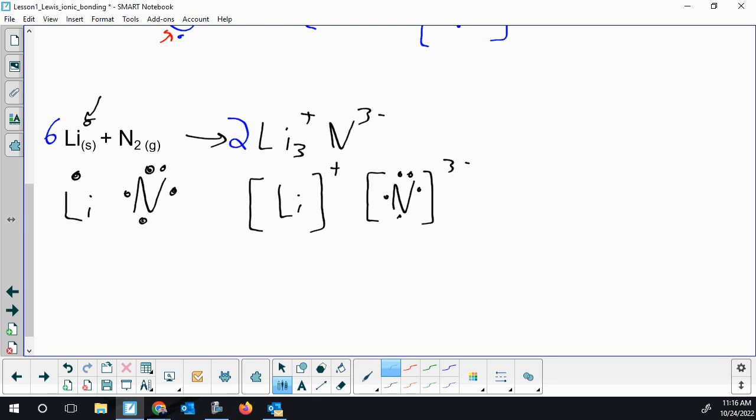And then it needs 3 more, which is why we needed those 3 lithiums. Each lithium can only give 1. So the first lithium will make a pair there, the second lithium a pair there, and the last lithium will pair up the last single black dot. And we get 8 with our nitrogen. Lithium emptied the outer energy level, so the next inner one is filled. So that's Lewis symbols for lithium nitride.